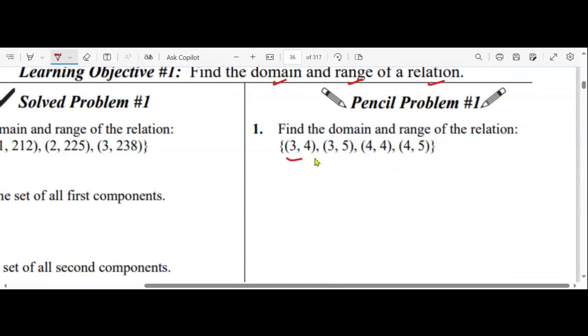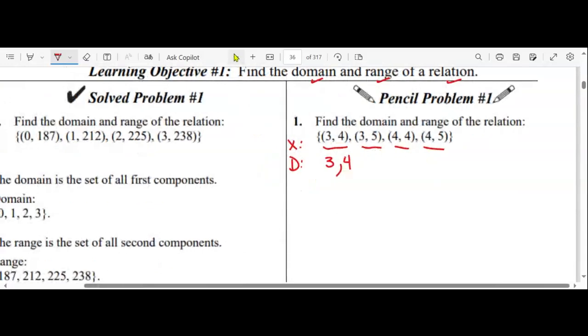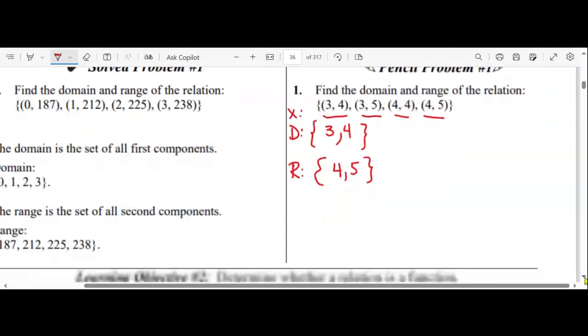There's a relation here and I need to find the domain. The domain is all the x values, which are 3 and 4. That's it. Easy or hard? Easy. So I'm just going to write it like this with curly brackets. Now, what about the range? 4 and 5. Easy. All right, let's move on.